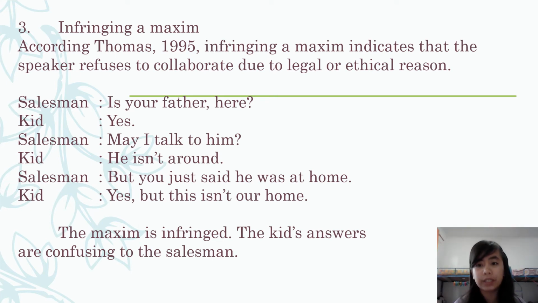For example, here is a conversation between a salesman and a kid. Salesman: Is your father here? Kid: Yes. Salesman: May I talk to him? Kid: He isn't around. Salesman: But you just said he was at home. Kid: Yes, but this isn't our home. The maxim is infringed. The kid's answers are confusing to the salesman.